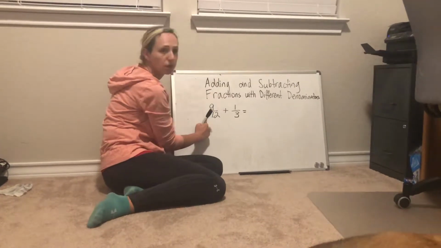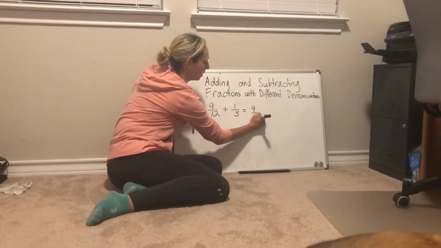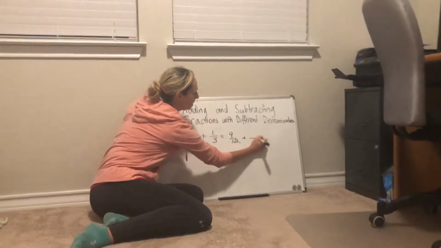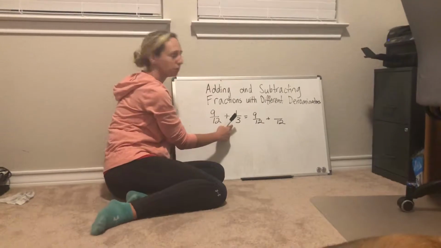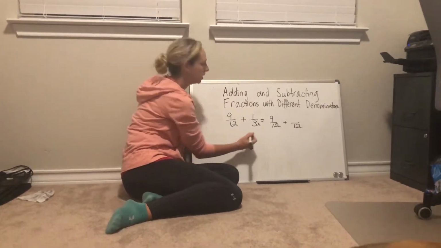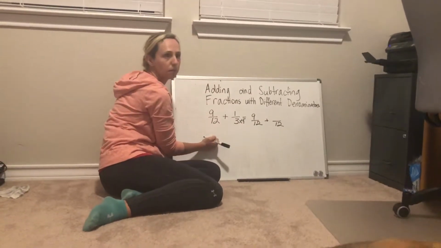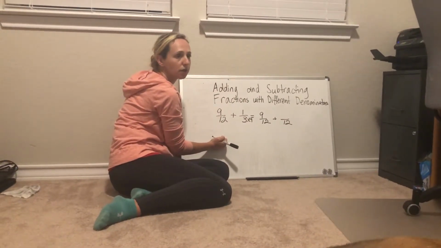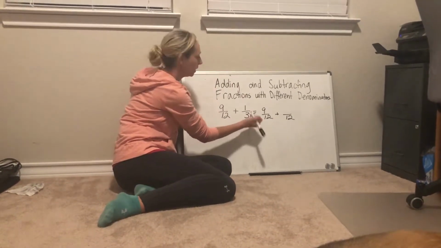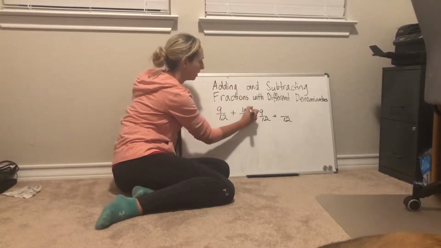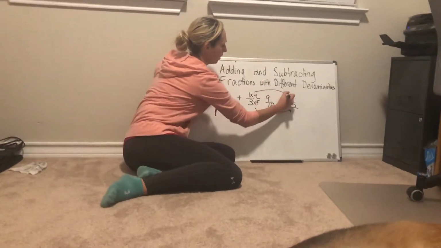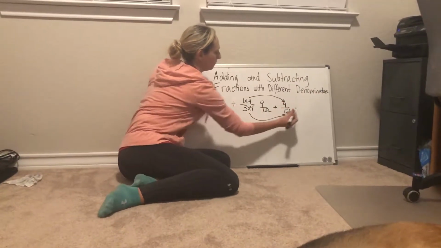I already have 9/12 here, so I'm going to just rewrite 9/12. Now, 1/3 needs to get to the denominator of 12. So I'm thinking to myself, 3 times what equals 12? And I know that 3 times 4 equals 12. Since any number divided by itself is that number, whatever I multiply my denominator by, I have to multiply my numerator by. So 3 times 4 is 12. And now 1 times 4 is 4.